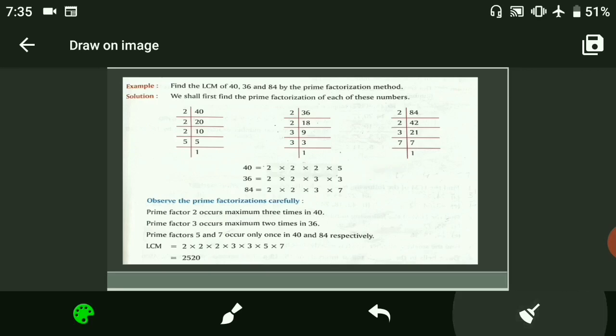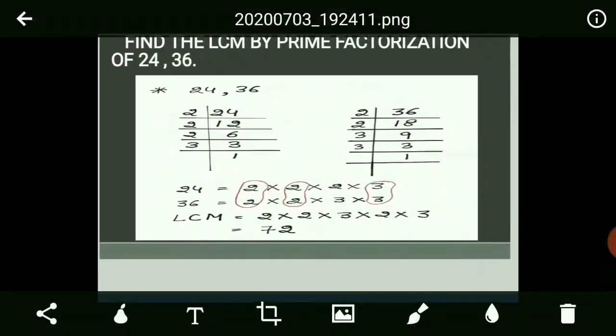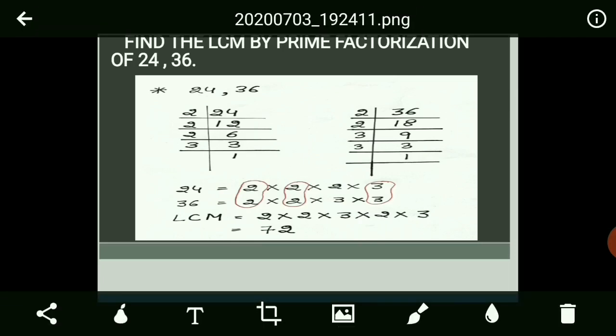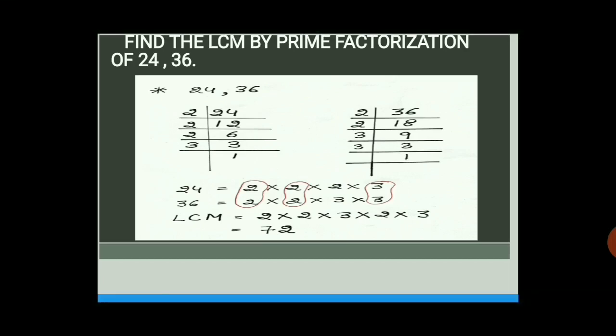Now see question number 1. A part I have done for you. Find the LCM by prime factorization of 24 and 36. How will we do it? Prime factorization, you have to find the factors in this manner. Firstly of 24 and then of 36.